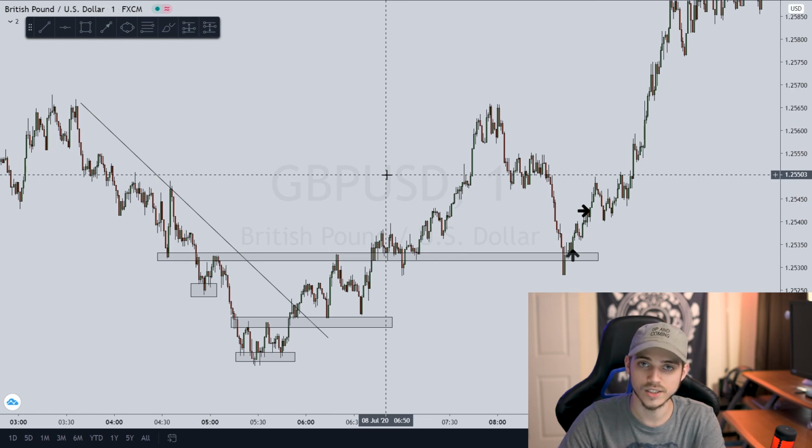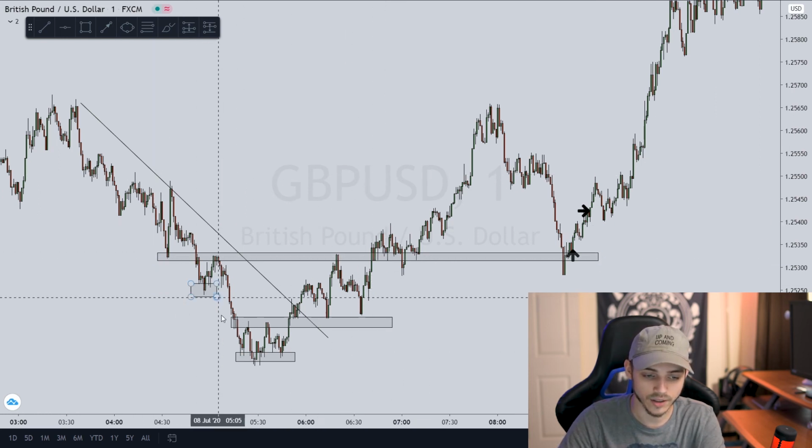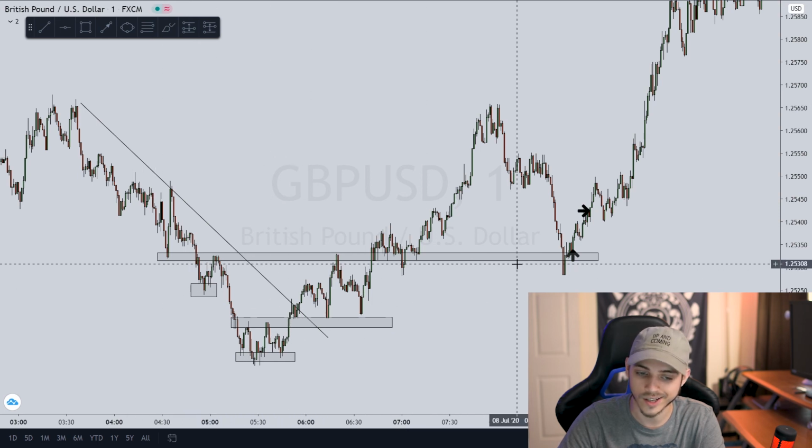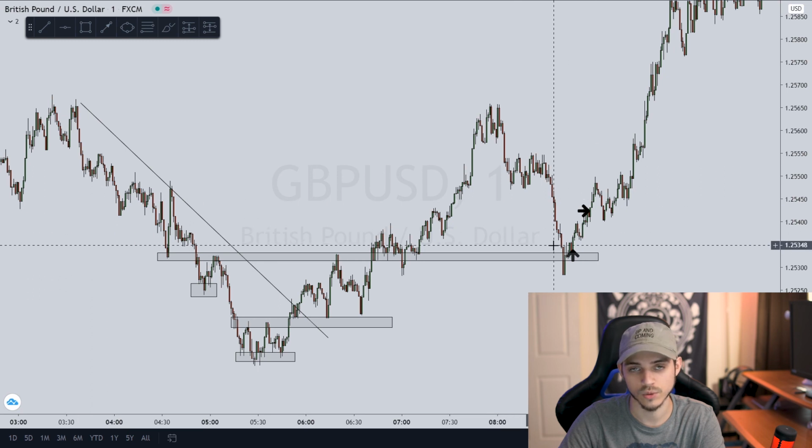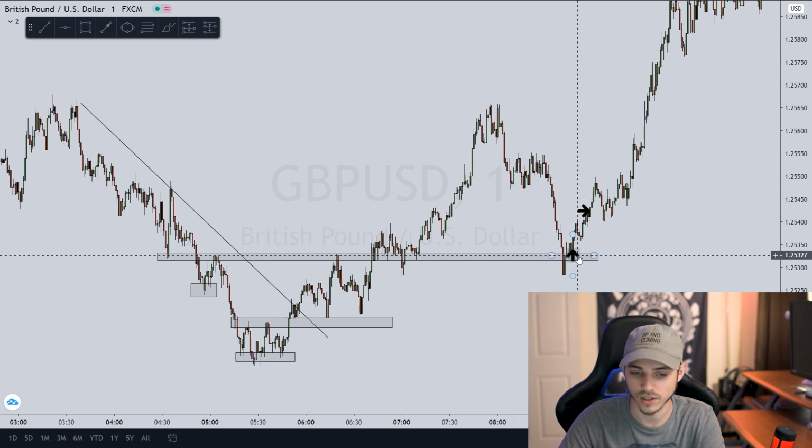So this was a really easy trade, just identifying structure change, looking at the reversal pattern itself, and then identifying the neckline and waiting for price to confirm that it was going to reverse off of this level right here.